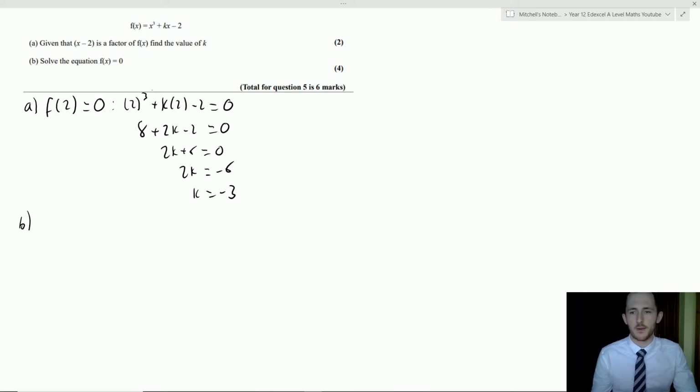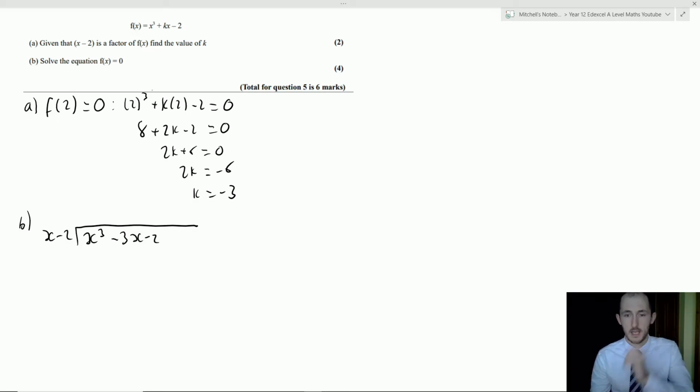Cool. So what we're going to have is x minus 2 on the outside, because once again we're doing algebraic division. And then we have just the equation. So x cubed, instead of k, we're now going to put minus 3, because we know what it is, minus 2. Okay. X cubed divided by x gives me x squared. So in this case, it can be tricky to read the answer. I'm just going to put it right above because we don't have any squared in this case. Times it by the cubes, we get x cubed minus 2x squared.